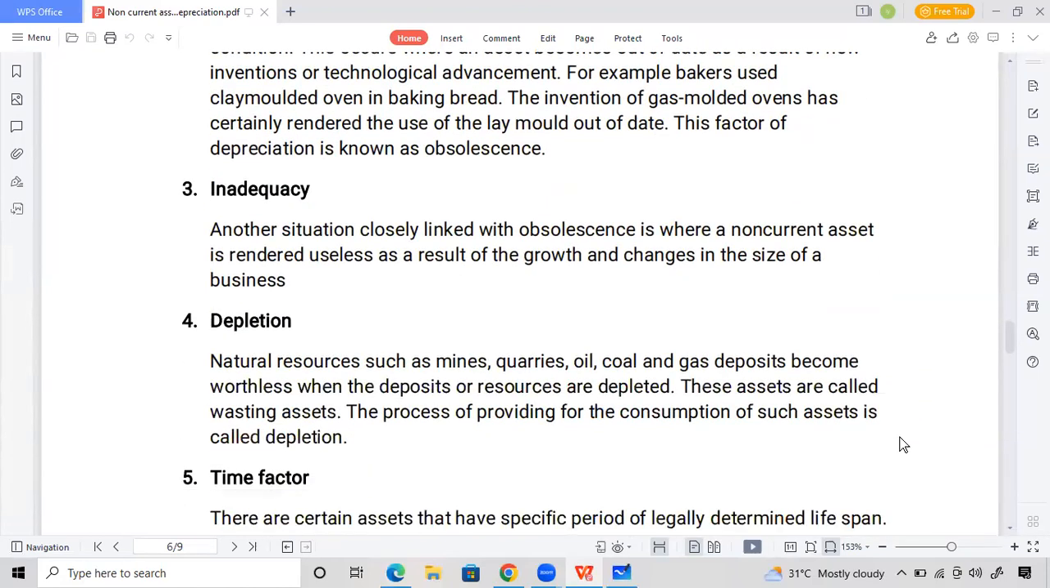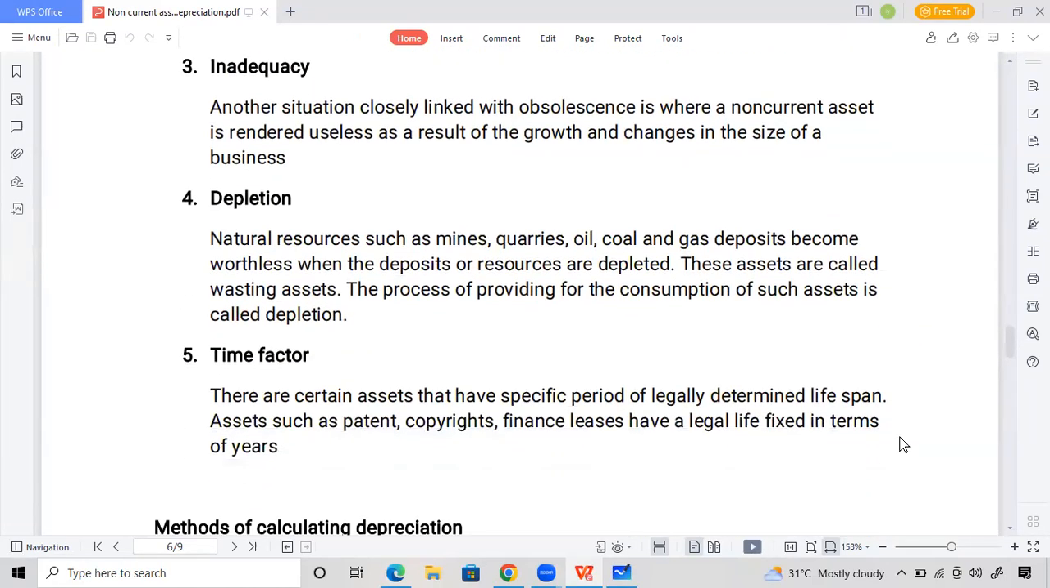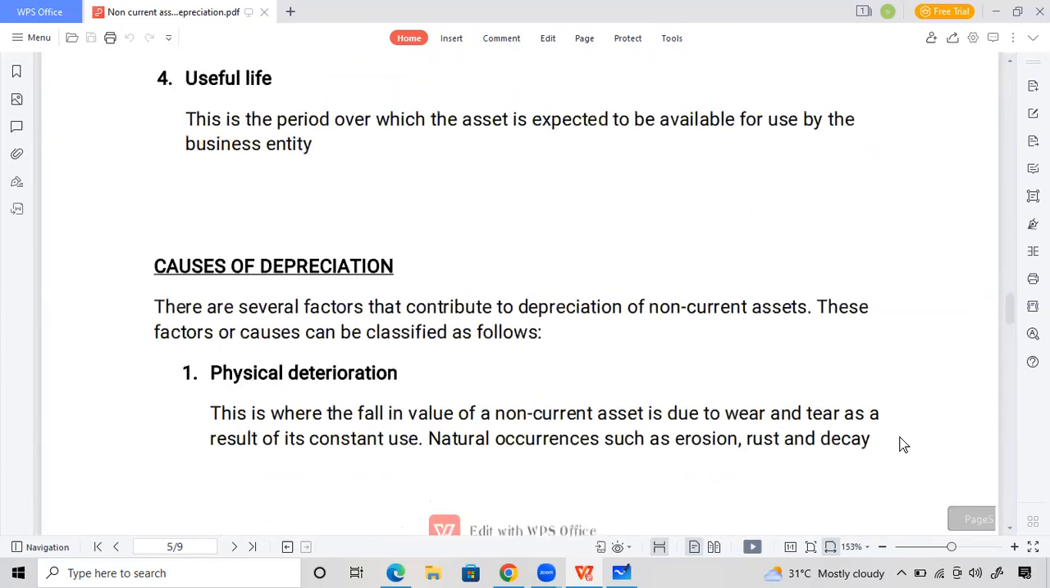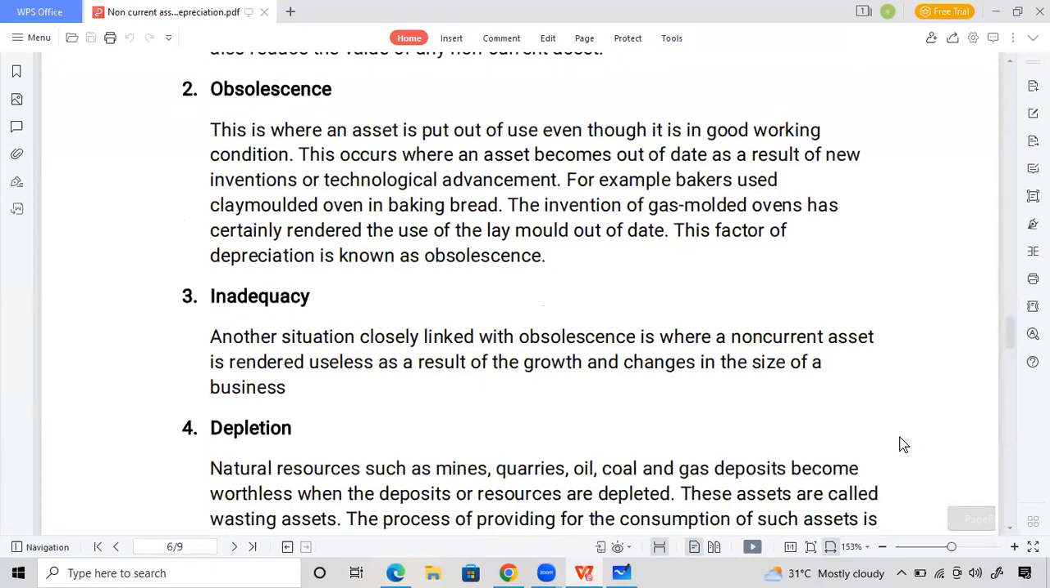Obsolescence, inadequacy, depletion, and timing factors as well. So have a look at some of these words, so that we can go on to talk about depreciation. Once you have a tangible non-current asset, there will be depreciation. These are some of the causes: physical deterioration, obsolescence, inadequacy, depletion, and timing factors.